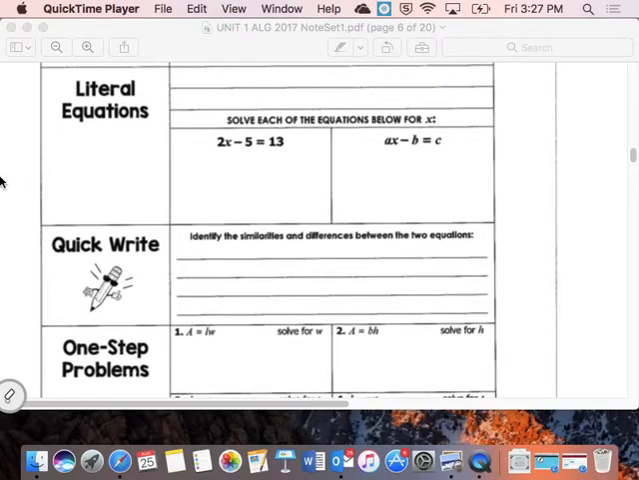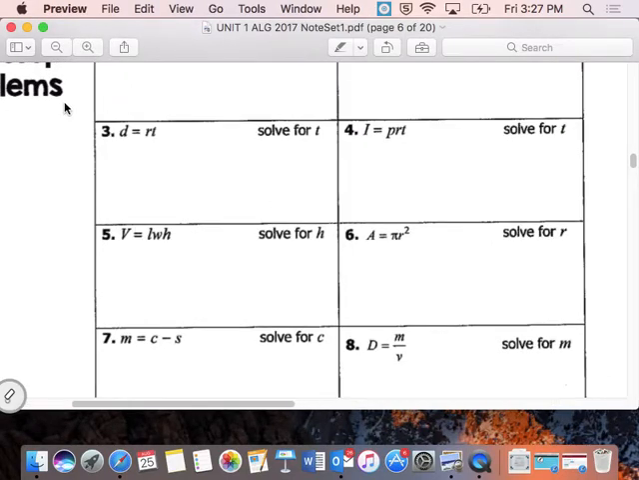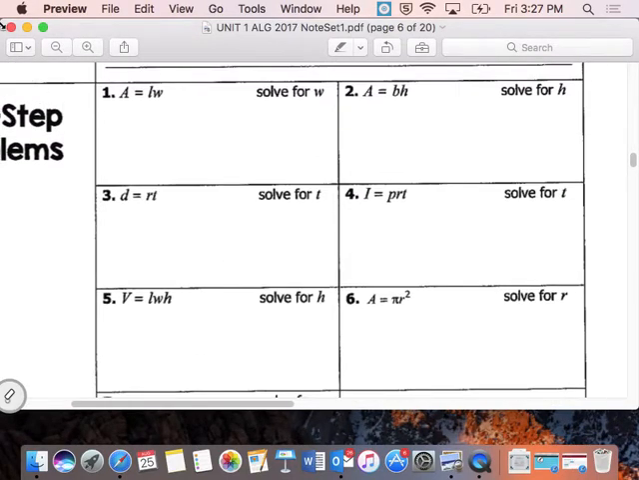A literal equation is taking a given formula and solving it for a suggested variable. The reason this is important is because sometimes when you're dealing with formulas, you're not always given the information exactly in the order that you want. And sometimes you need to do some thinking and working in the reverse in order to use the information that you've been given. So number 3, the distance, rate, time.